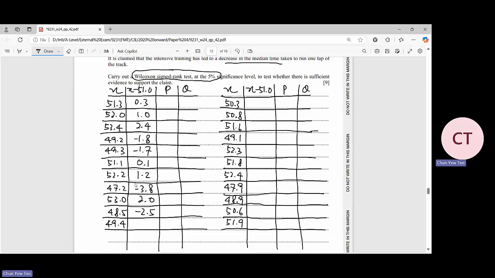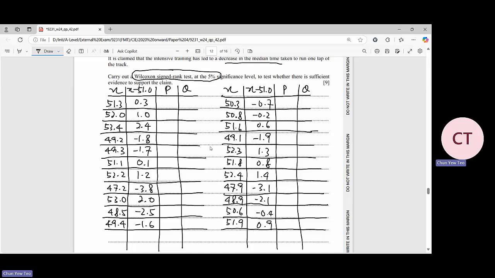Then negative 1.6, negative 0.7, negative 0.2, 0.6, negative 1.9, 1.3, 0. Negative 3.1, negative 2.1, negative 0.4, and positive 0.9.